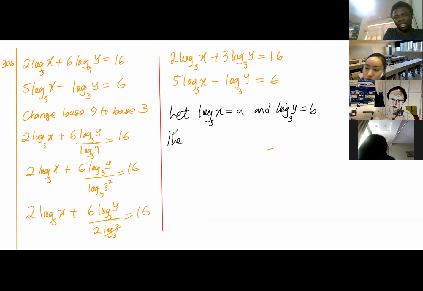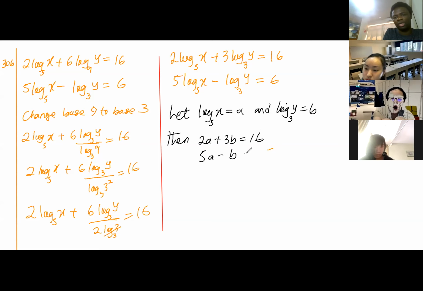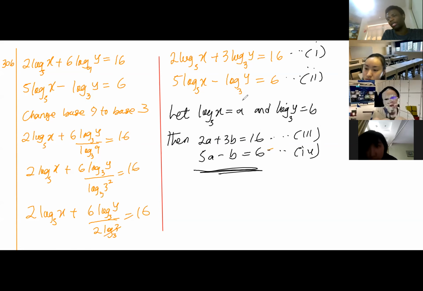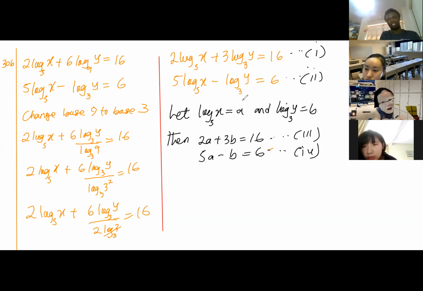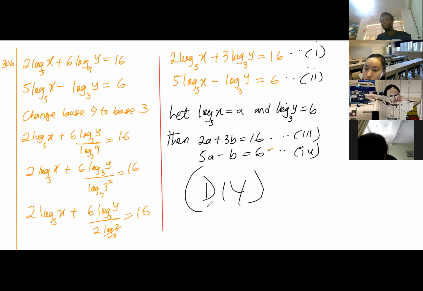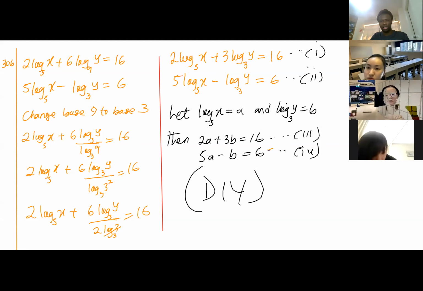Then the two equations that you have become 2a plus 3b equals 16, 5a minus b equals 6. So now, if I call this equation 1, this as equation 2, you can label this equation 3 and this equation 4. So solve for a and b, put it back here, and that is how to get your x and y. So DIY, please. Okay, so let's log out now.